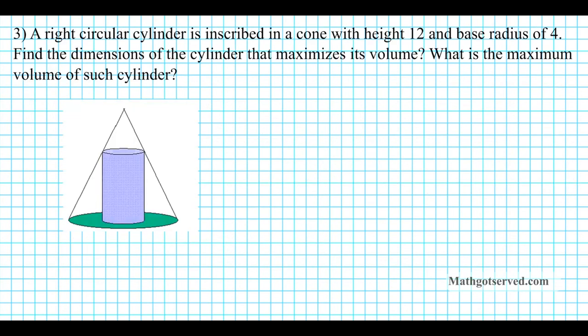All right, so let's take a look at the example. This is number 3. It says a right circular cylinder is inscribed in a cone with height 12 and base radius of 4. Find the dimensions of the cylinder that maximizes its volume, and what is the maximum volume of such a cylinder? This is a graphic I have right here of a cylinder inscribed in a cone.